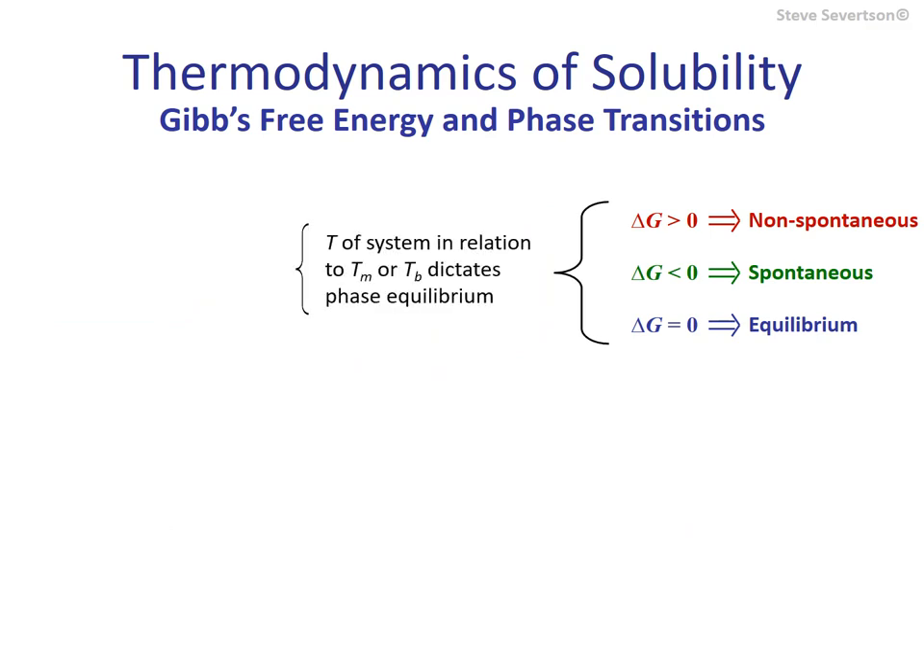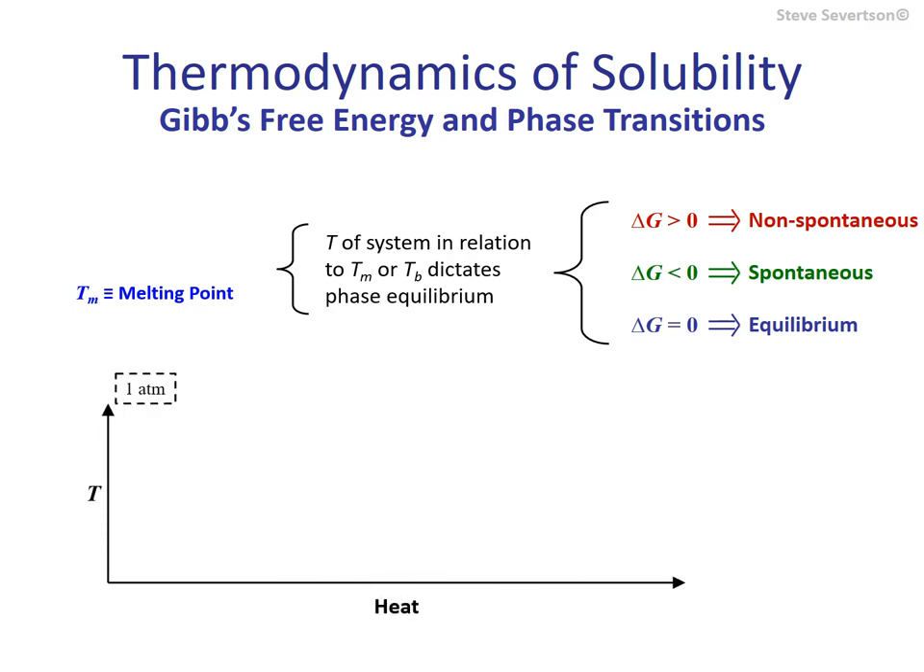Let's consider the phase transitions experienced by a molecular substance as it is heated from a solid to a gas at a constant pressure of 1 atmosphere. As the solid is heated, it takes in sensible heat and its temperature increases until the melting point is reached. At the melting point, denoted here T_m, the solid exists in equilibrium with the liquid.